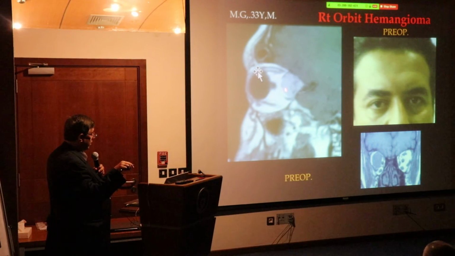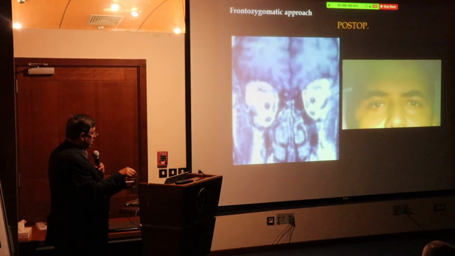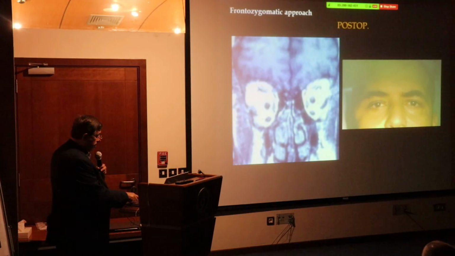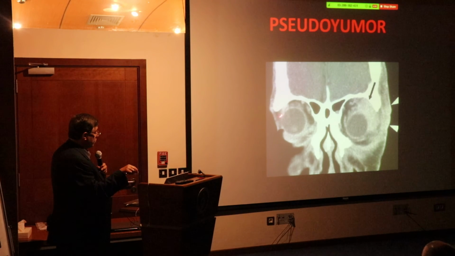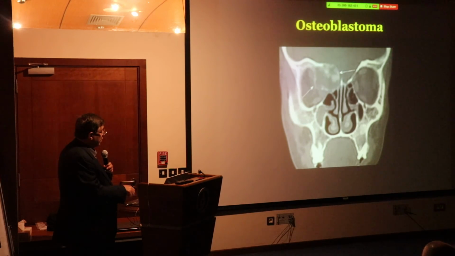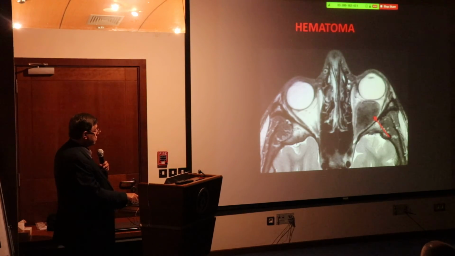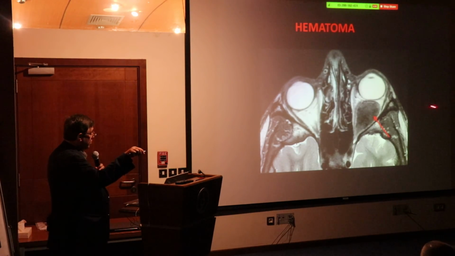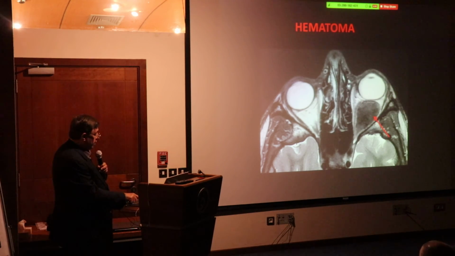Cavernoma or hemangioma, sorry, before surgery and after surgery. Pseudotumor, orbit, granuloma, again the roof of the orbit like this, and osteoblastoma in that same location. Hematoma, simple hematoma of the orbit, looks like a cyst, leptomeningeal cyst.